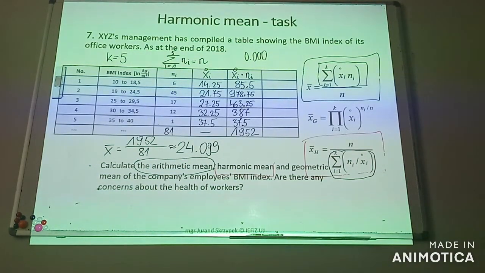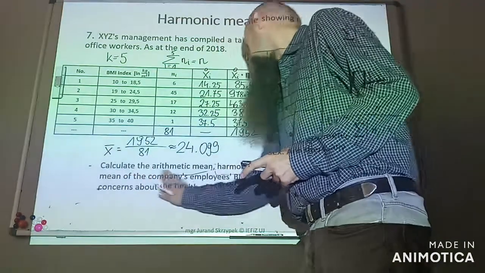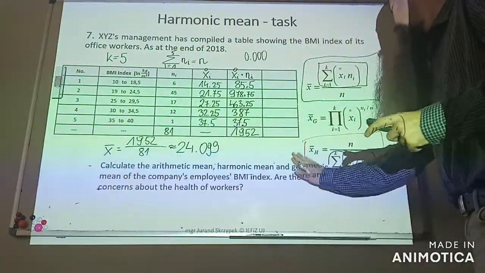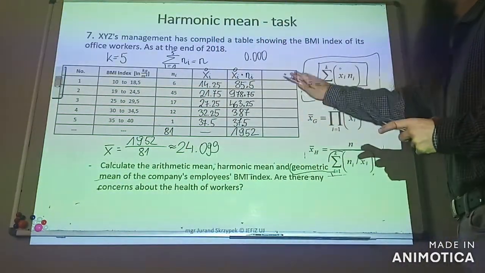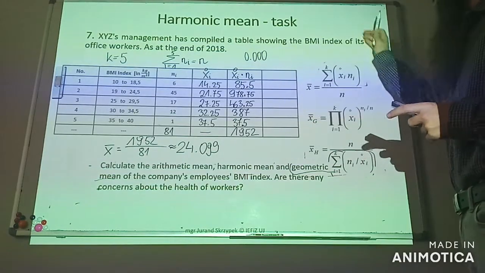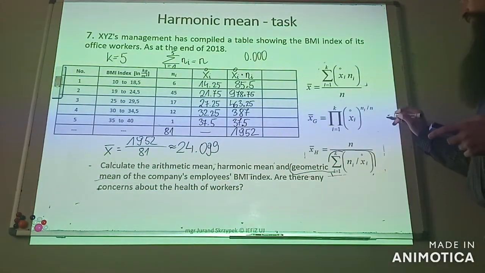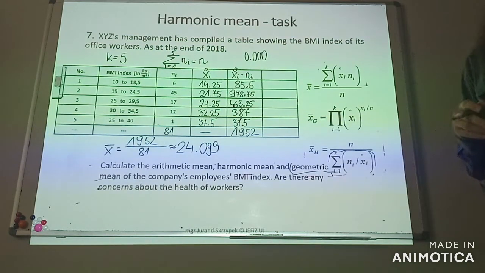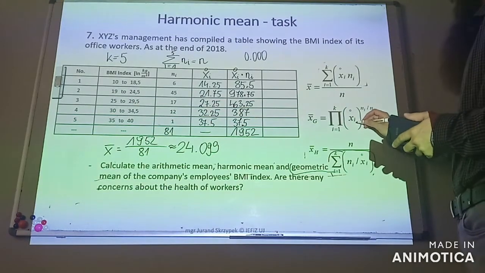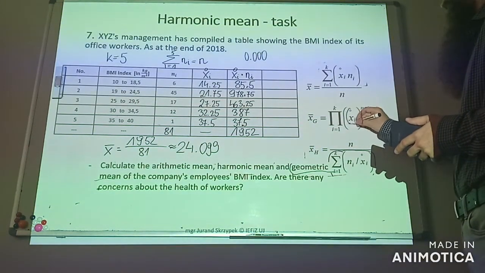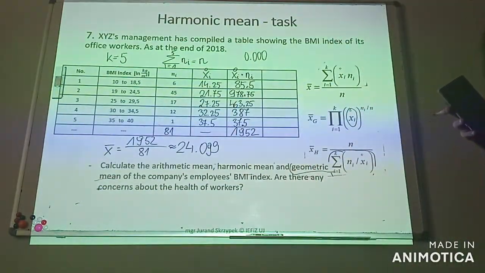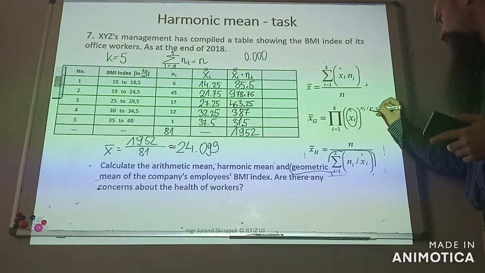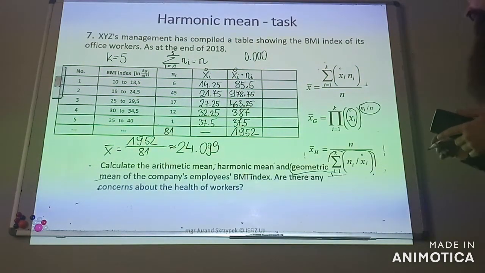Okay, and the last one. Geometric mean. We need to use that formula, in which we have the middle of the classes. It's okay, because here we still have the column of the middle of the classes, and now we need what? Ni divided by n.